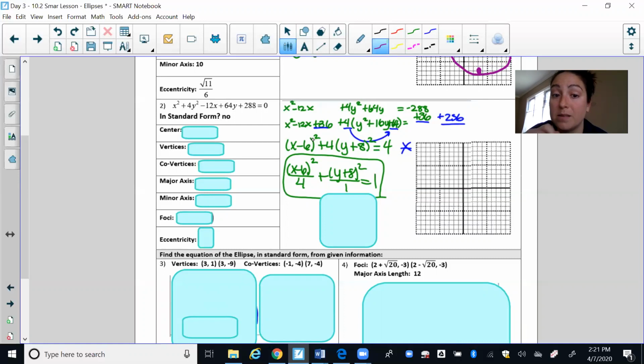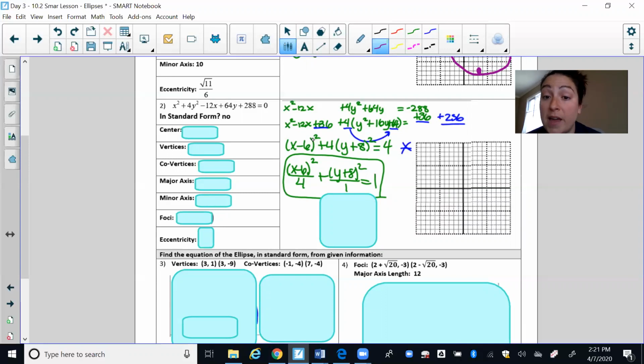Left side, x squared minus 12x plus 36 is a perfect square trinomial. It factors to be x minus 6, that quantity squared. And y squared plus 16y plus 64 factors to be y plus 8, that quantity squared. So we get the quantity x minus 6 squared plus 4 times the quantity y plus 8 squared equals 4. When you add negative 288 plus 36 plus 256, we end up getting 4 on the right side.